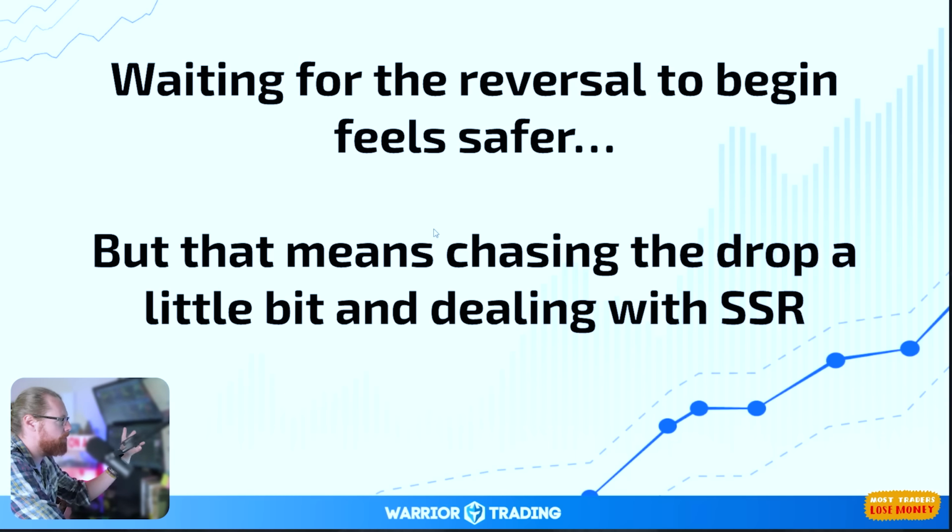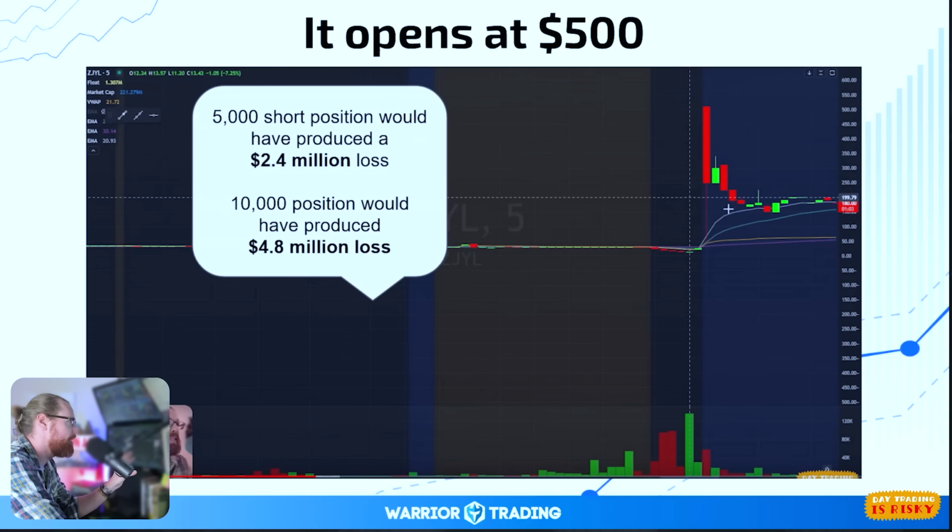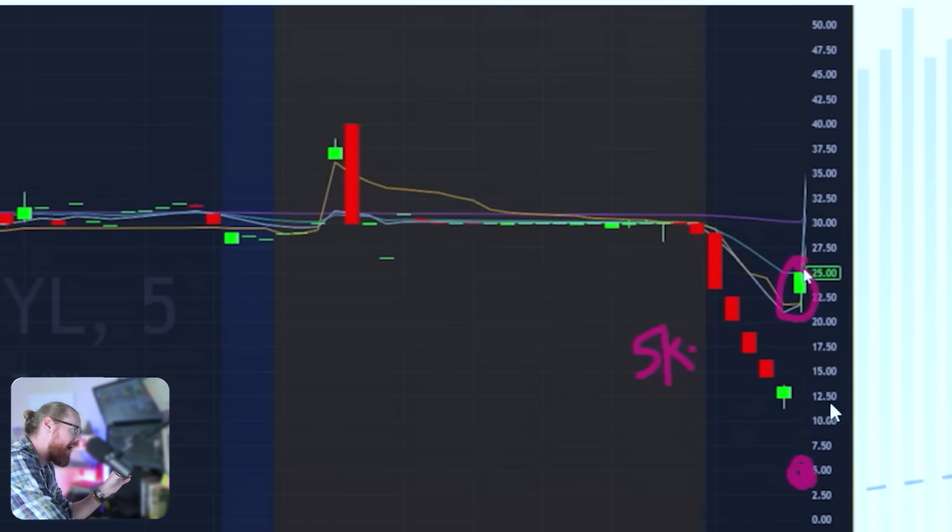So waiting for the reverse to begin to me feels safer, but that does mean chasing a little bit of a drop and potentially dealing with what's called short sale restriction. Now, I'll talk about short sale restriction in just a moment, but I want to show you another example here of a stock that was declining, selling off. It dropped from $30 a share all the way down to $12, which was really incredible. And so if you were shorting this and you had a position on the short side, you would have been up potentially with 5,000 shares, 50 grand, 60 grand, maybe 75 grand, depending on what your average was. Could have been a huge winner.